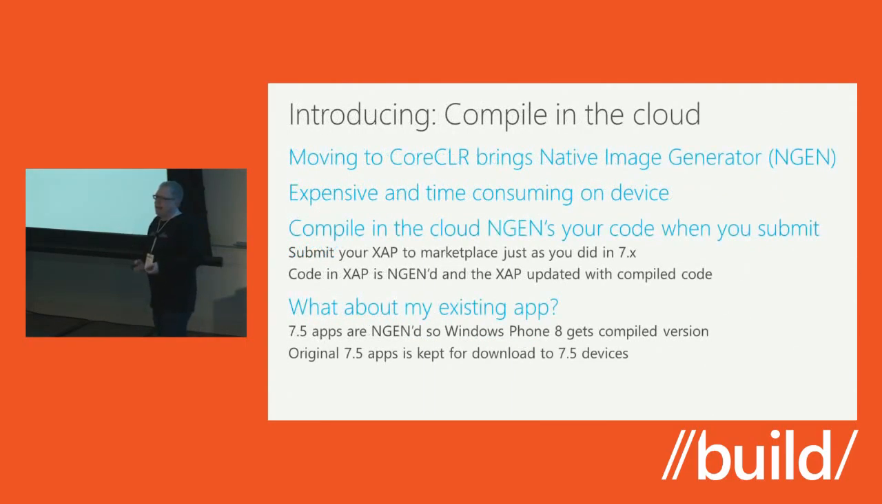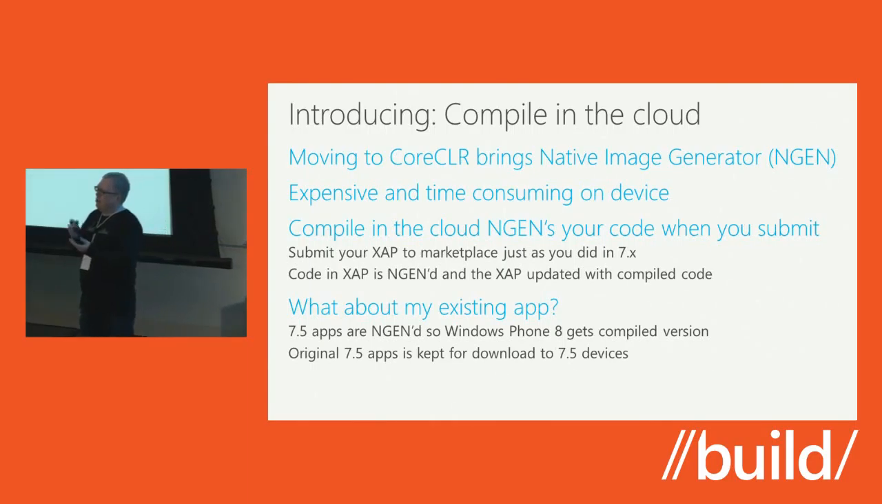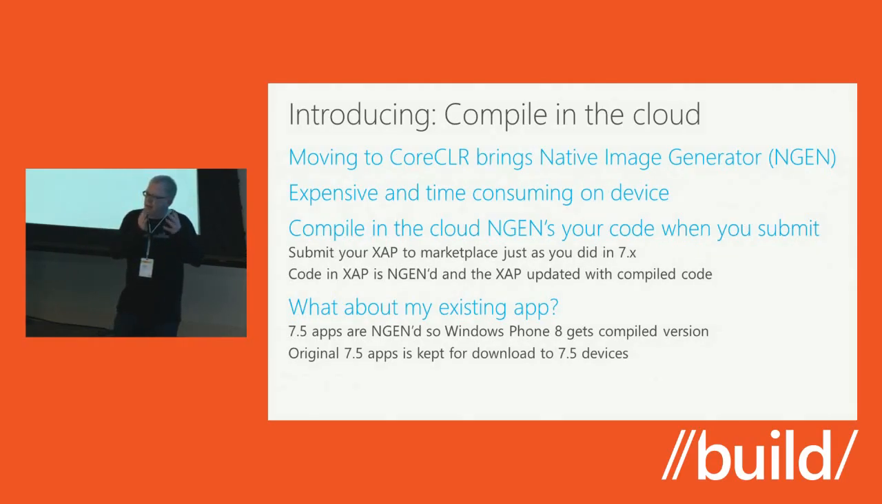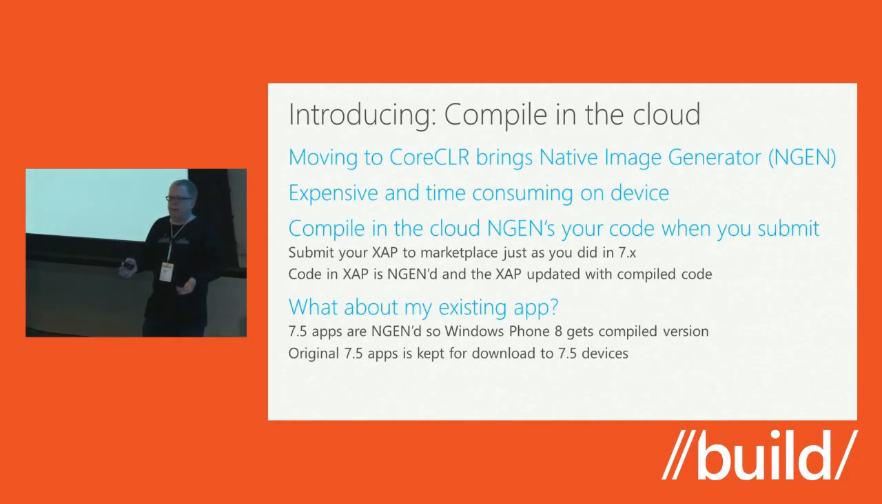So compile in the cloud, what does that mean? Moving to the CoreCLR brings us NGen, this native image generator. What that allows you to do is compile down to real machine code, so you can take the IL and move it to actual ARM machine code. Now, you can do that on device, and you can do that on a PC. And on a PC, that's just fine.